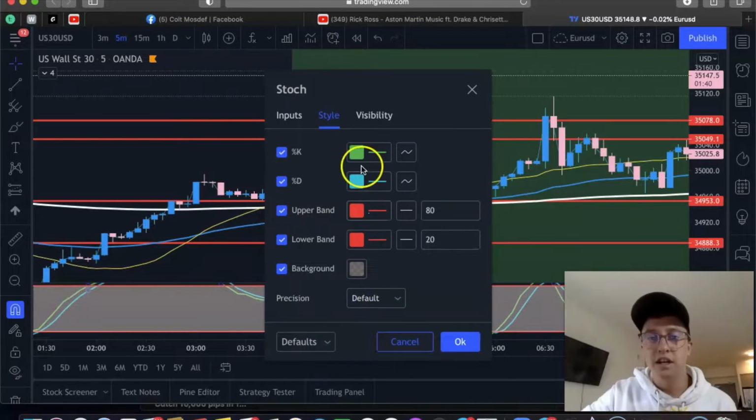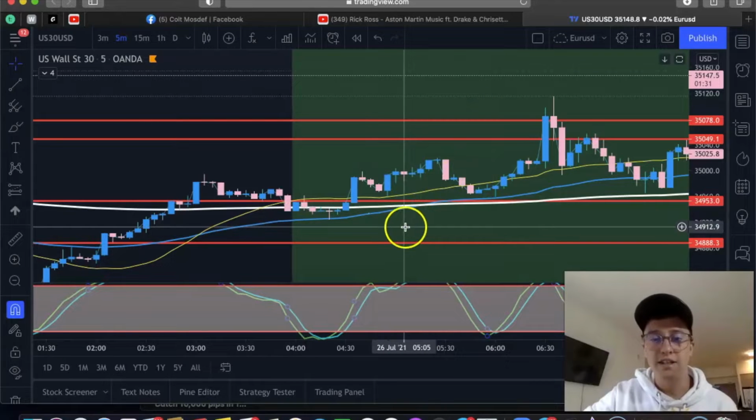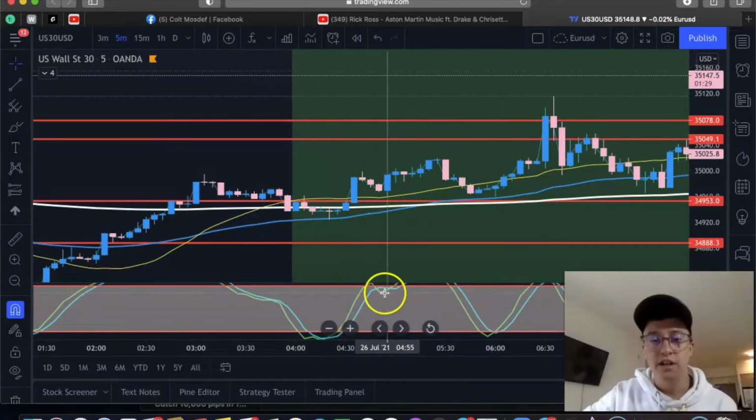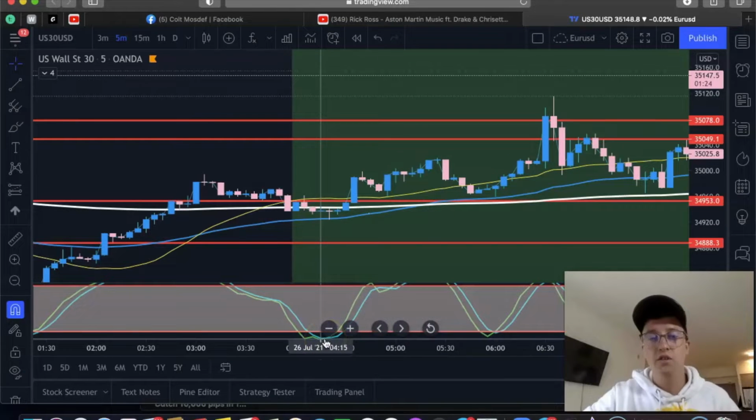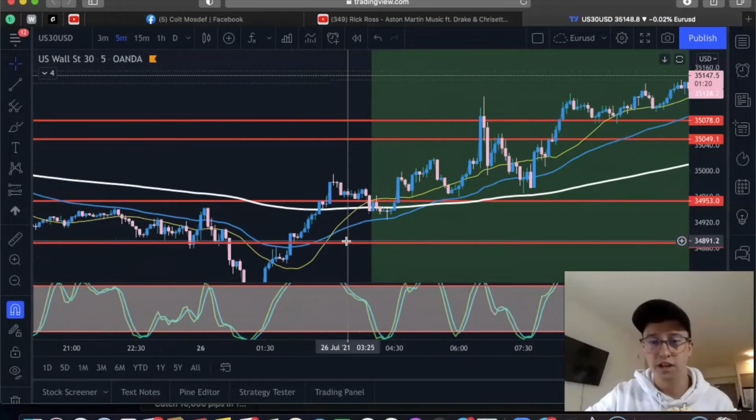Now you can actually click it and you can change the bands, the colors, the visibility, and all that stuff. My style, this is how I have it set up. So when I see the blue line crossing under the green line, that's telling me that it's good long, meaning it's most likely going to go up.